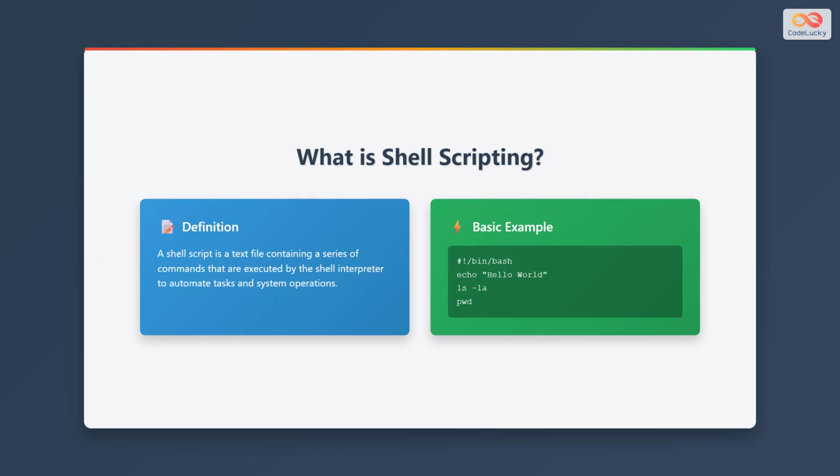Shell scripting is the process of writing a text file that contains a series of commands to be executed by the shell interpreter. A shell script automates tasks and system operations that would otherwise require manual input. The basic structure starts with a shebang line, which tells the system which interpreter to use. For example, #!/bin/bash indicates we want to use the bash shell. Following this, we can write commands like echo to display output, ls to list files, and pwd to show the current directory. This automation saves time and reduces human error in repetitive tasks.